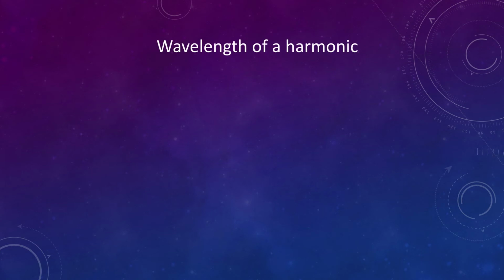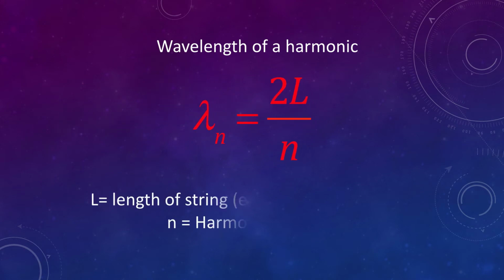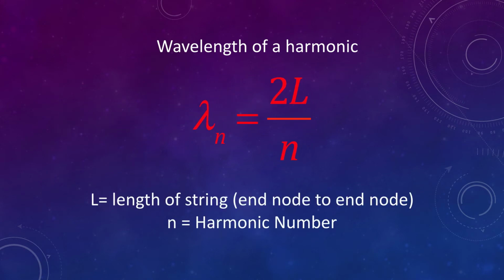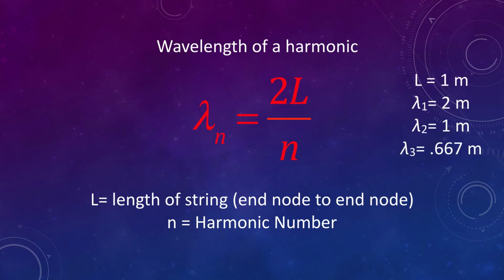It turns out that this pattern can be represented by another easy formula. Lambda n equals 2L over n, where L is the length, and n is again the harmonic number. So if we know the length of the string and the harmonic number, we can calculate the wavelength. So if our string was 1 meter long, lambda 1 would equal 2L, or 2 meters. Lambda 2 would be 1 meter. Lambda 3 would be 2/3 of a meter, or 0.667 meters, etc.